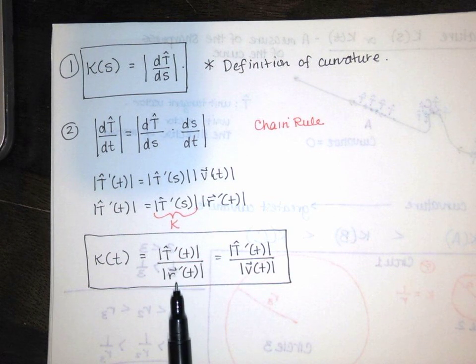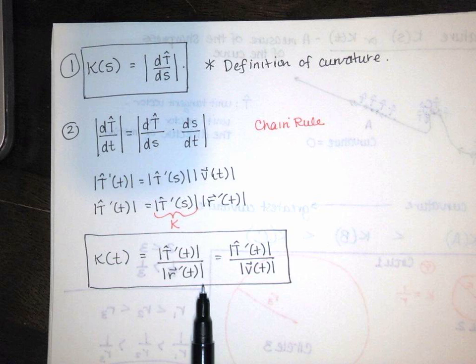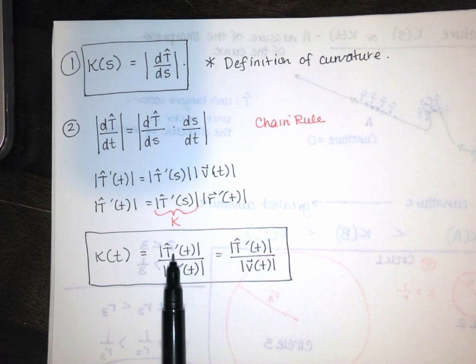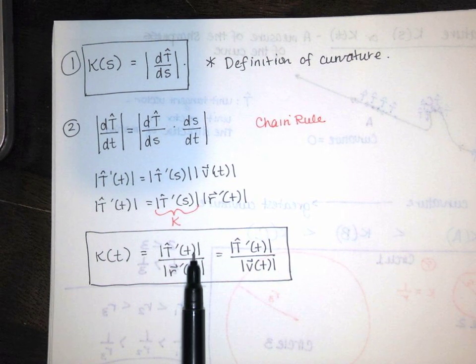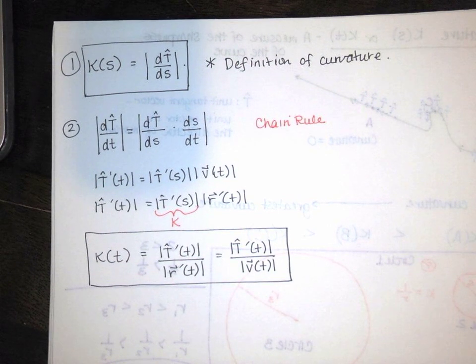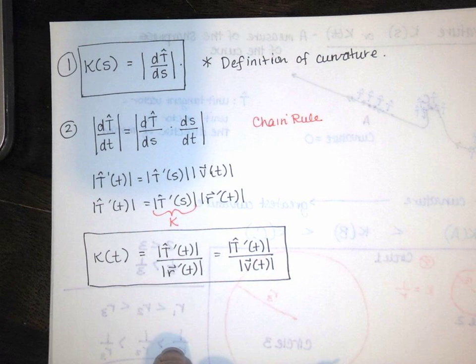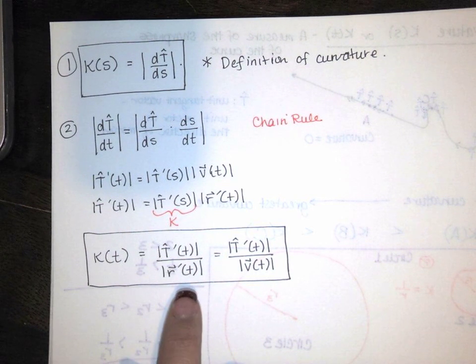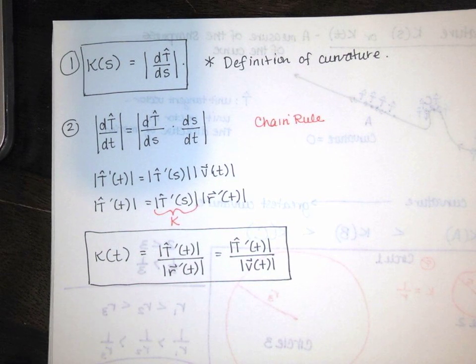If you have r of t, you find its derivative and you find the magnitude of the derivative, so that's speed. You find T hat, you often have to find that anyway. You find its derivative and you find its magnitude, and then you divide those to get the curvature. So if I have to go to the trouble of finding the unit tangent and finding the speed anyway, this is a really good formula to use.